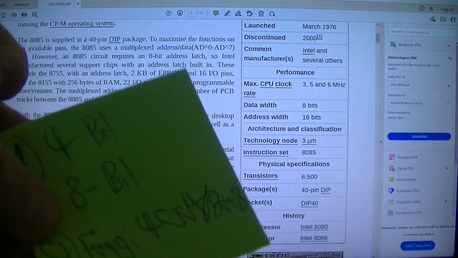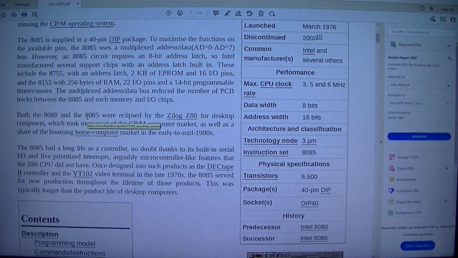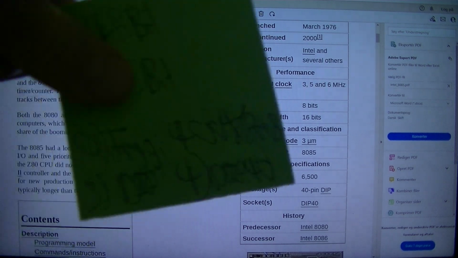And what 4-bit is, what 8-bit is. Then we need to know what DIP could be. DIP, and 40. That's a DIP 40. Yes, that's something weird stuff.